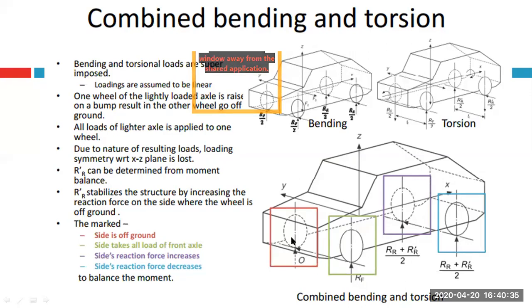And then on the right tire, you're seeing that there is no reaction from the ground. So what is being shown here is that the entire load that you have on the front axle, RF or WF is the load and RF is the reaction from the ground, that is being taken up by the front left hand side wheel.